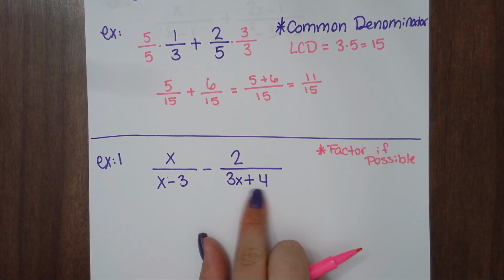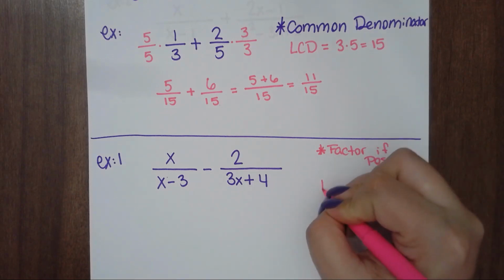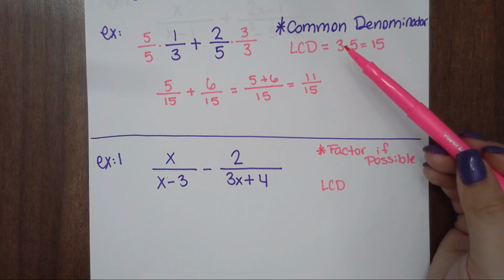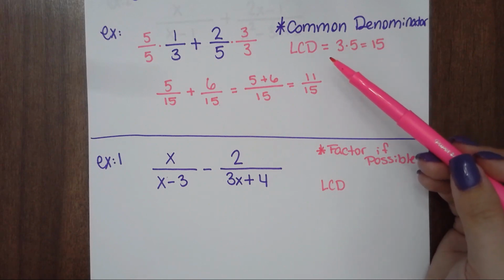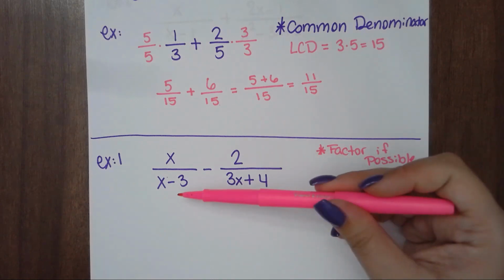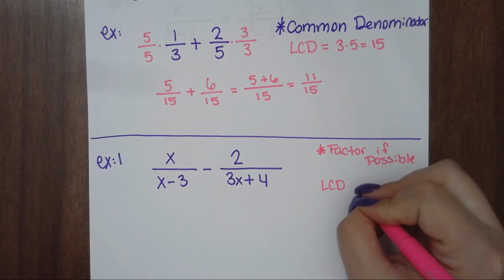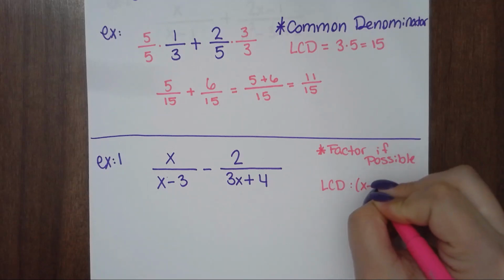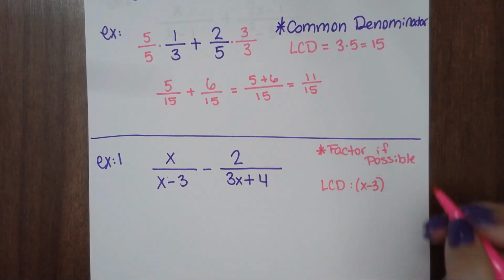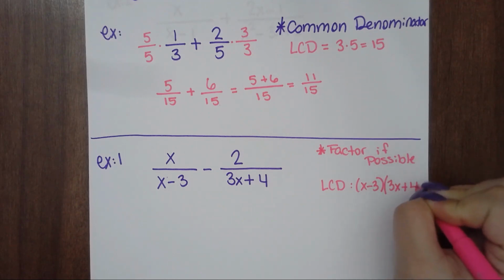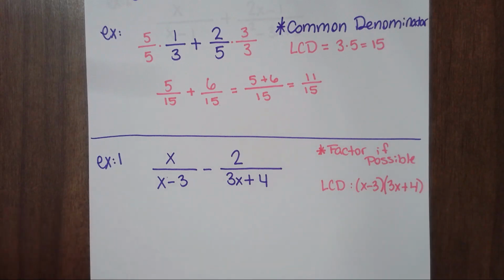So now we want to find our LCD. Now our LCD is going to be found very similarly to what we did above. We're going to take the factors from each fraction and multiply them together. Well, the factor in the first fraction in the denominator is x minus 3. So we're going to take x minus 3 and multiply it to the factor in the second fraction, which is 3x plus 4. If there were multiple factors in a fraction, we would use all of them, listing the factors at least once. So I have x minus 3 times 3x plus 4.